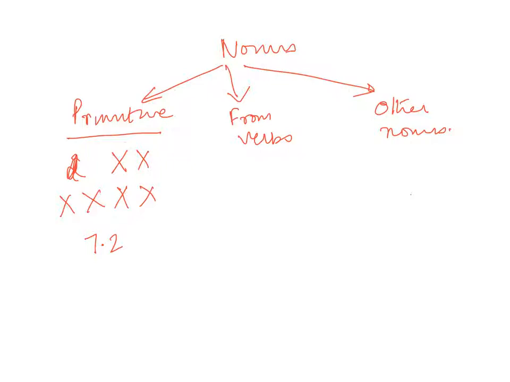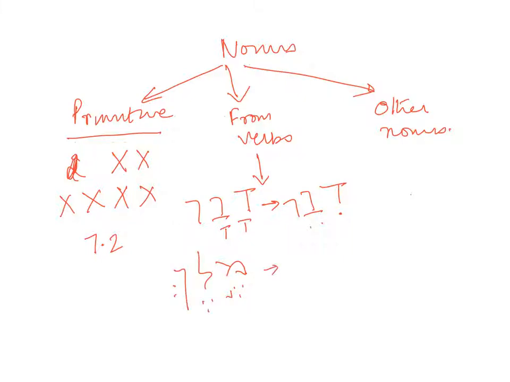A majority of the Hebrew nouns are derived from verbs. So you have a word called davar, which is word, and it comes from a verb, dibber. Or a word like melek, that we very well know. It comes from the Hebrew verb malak.